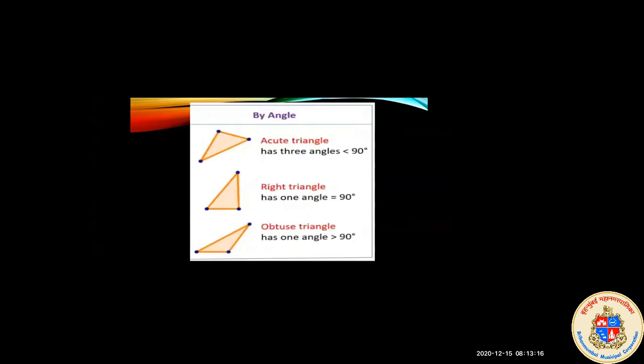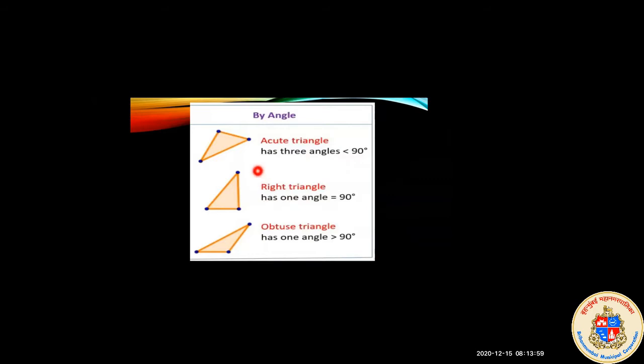And these also we studied, triangles based on angles. There is acute angle triangle, right angle triangle, and obtuse angle triangle. So, what is an acute angle triangle? Acute has three angles less than 90 degree. And right angle, that one angle will be 90 degree. Then the obtuse, one angle will be more than 90 degree, greater than 90 degree. So these were the triangles based on sides and based on angles.